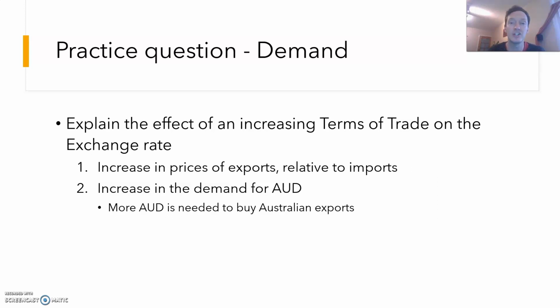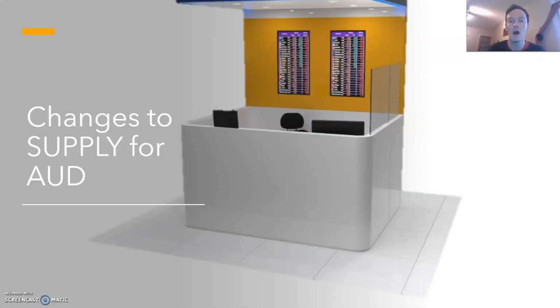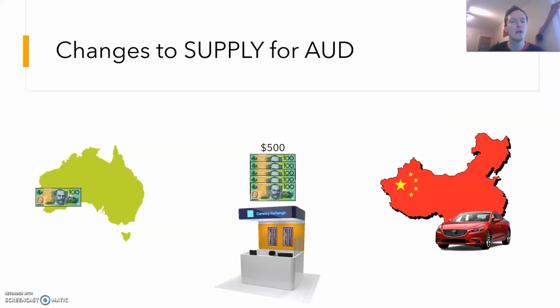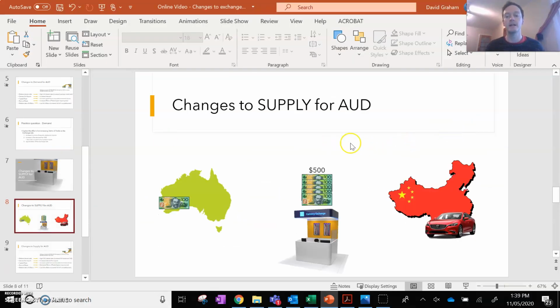And then the final link in the chain here, guys, is really, really easy. It's just what happens. Does it appreciate or depreciate? It's a really easy final link in the chain. All right, let's go on to supply. So changes to supply for Australian currency. So we're going to do a similar kind of exercise here, but it's the other way around.